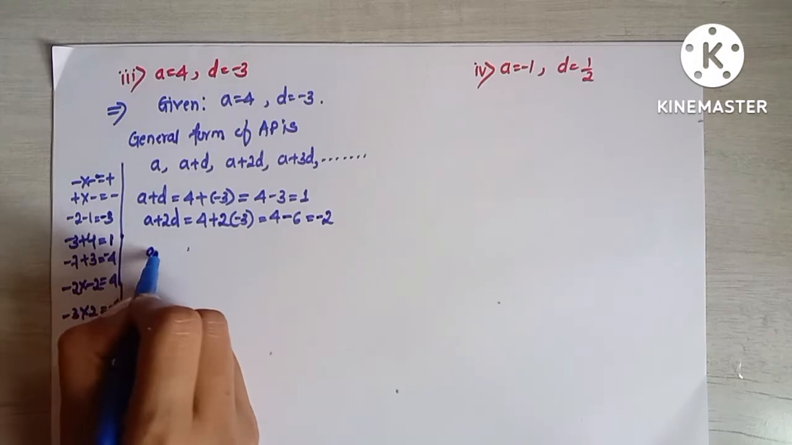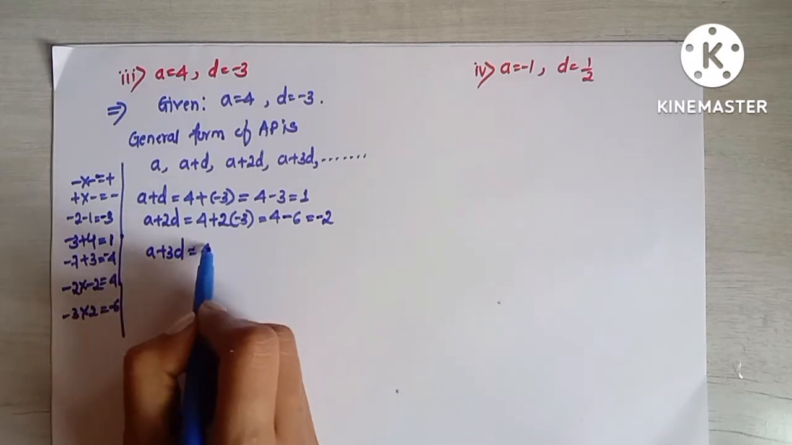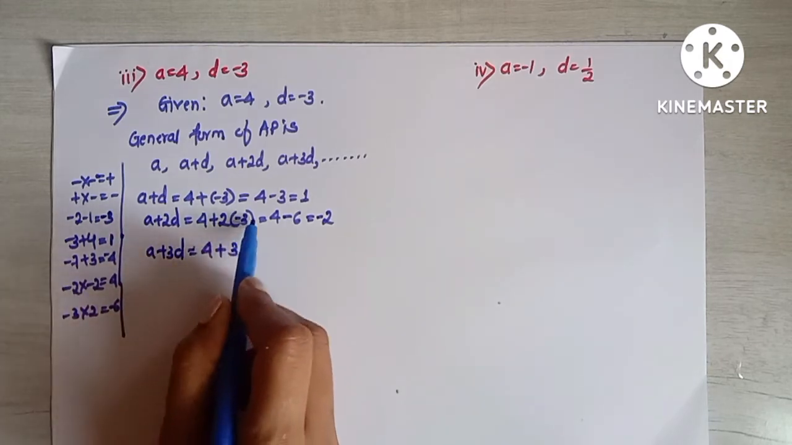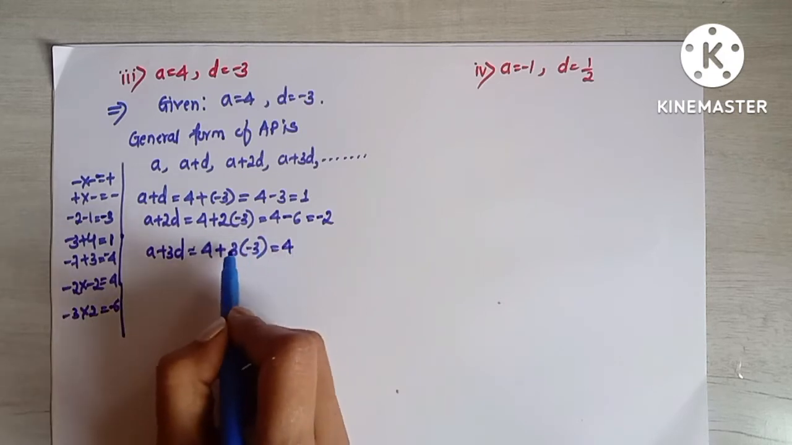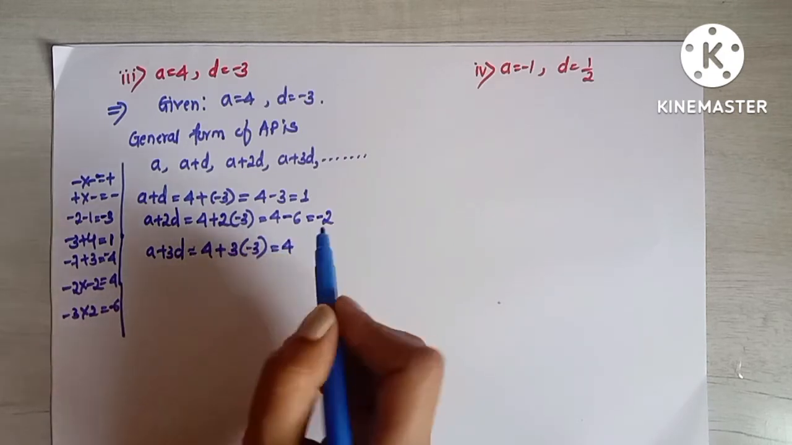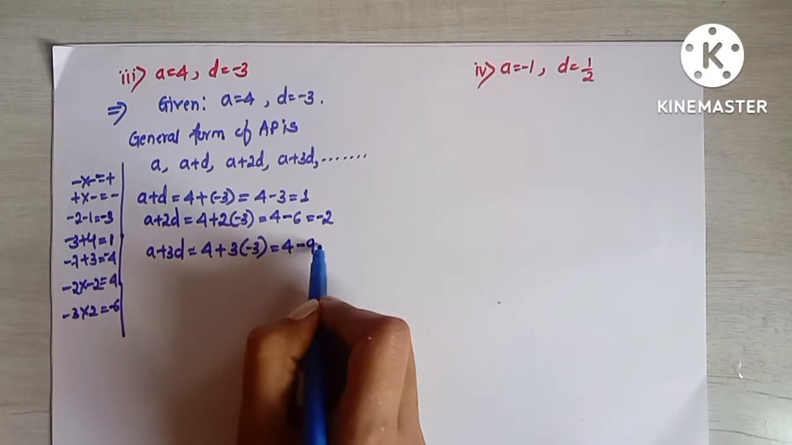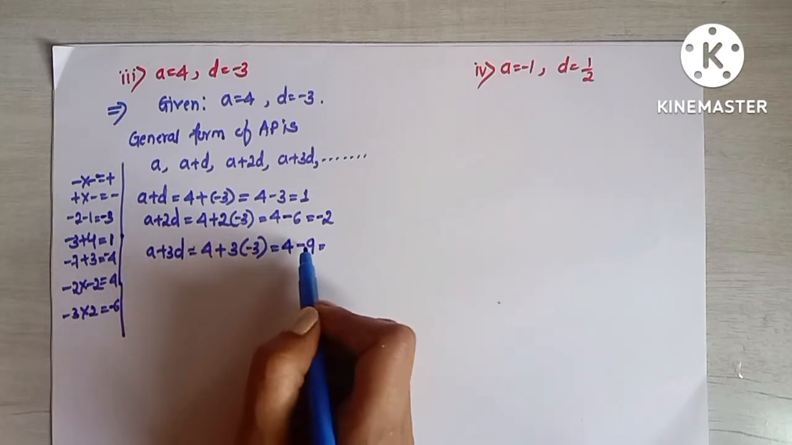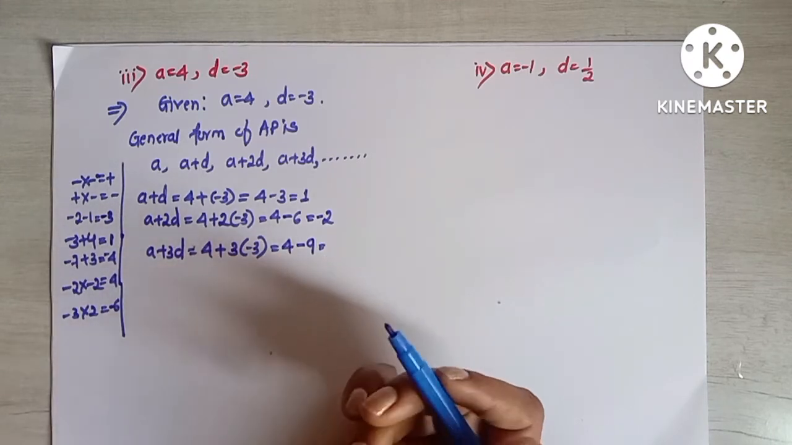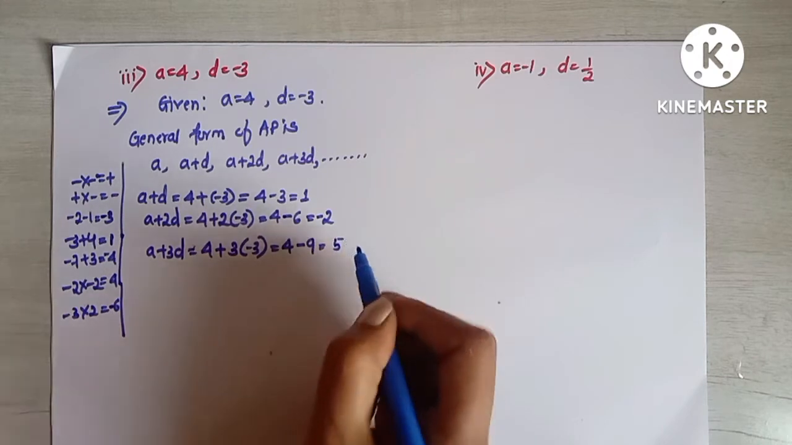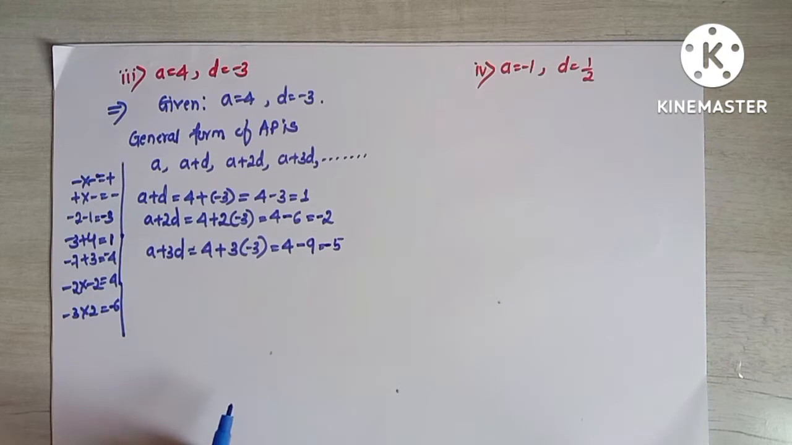Next, what is a plus 3d? In place of a we have 4, plus, in place of d we have minus 3. So this will be 4, plus into minus is minus. Okay. So 3 3s are 9. So we have plus and minus sign, therefore we have to subtract. So what is 9 minus 4? It is 5. But the sign of the bigger number is minus. Therefore it is minus 5.